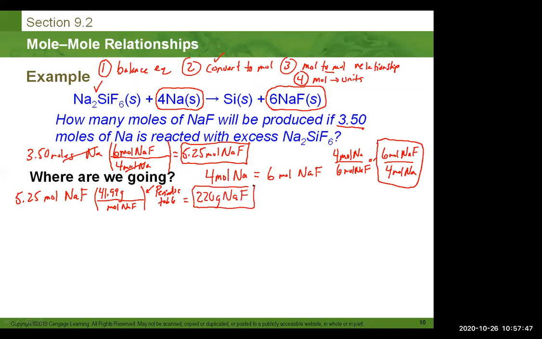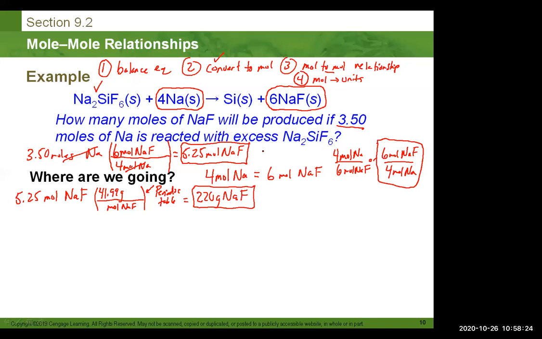So again, it wasn't asked for in this particular problem, but it's a very common sort of fourth step where you go from moles back to some other unit. A lot of times it's grams. And really what this tells us is in this particular reaction, if we threw in there 3.5 moles of sodium and everything went perfectly well, nothing bad happened, we didn't spill anything, no side reactions, we in theory should get out 5.25 moles of sodium fluoride, which represents 220 grams of sodium fluoride should be produced.